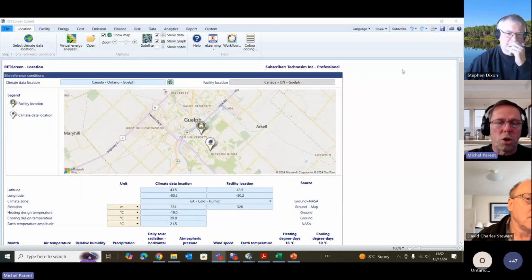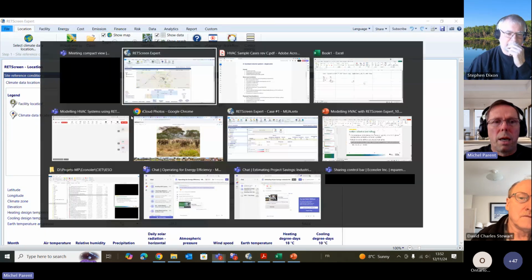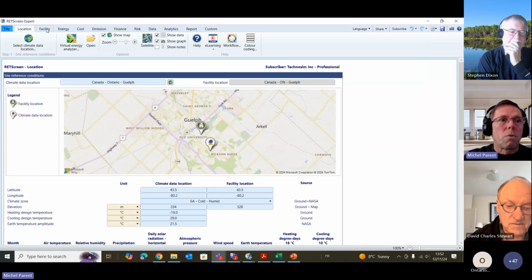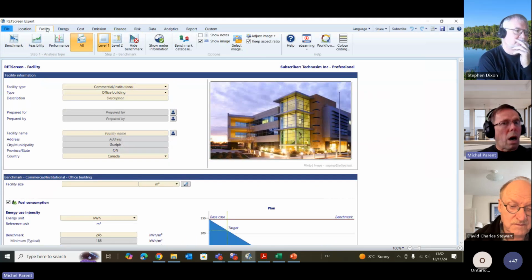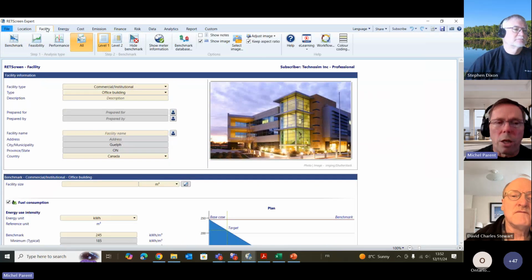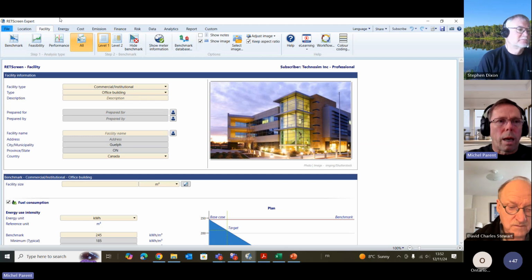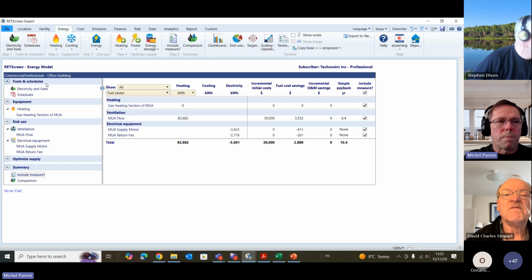So now we change our location to Guelph. Facility, we're not changing anything. We're not an office building. Like I said, you could change to any other type of commercial institutional. It would not really change your energy model. So for our case here, we're going to keep that.